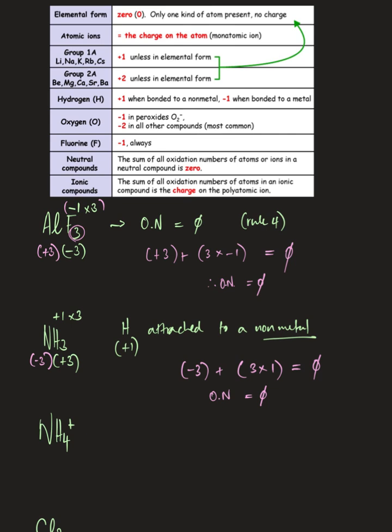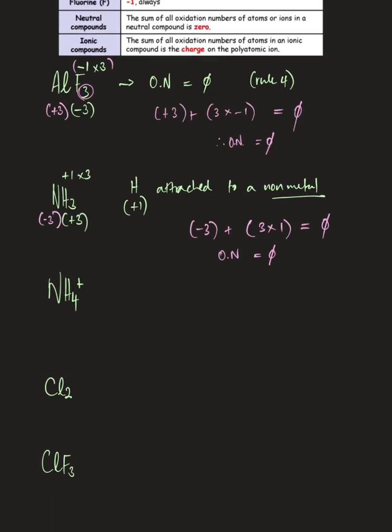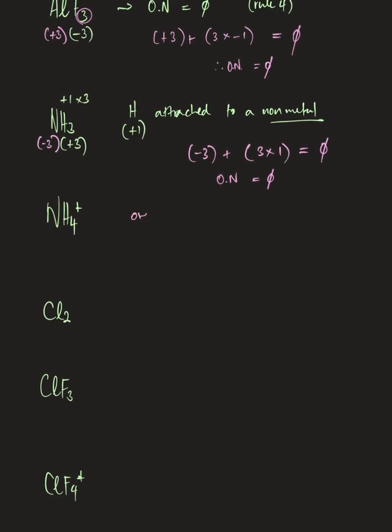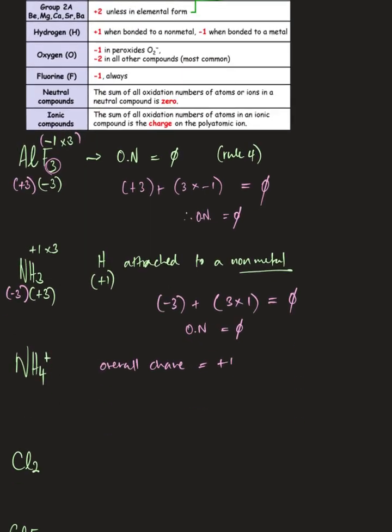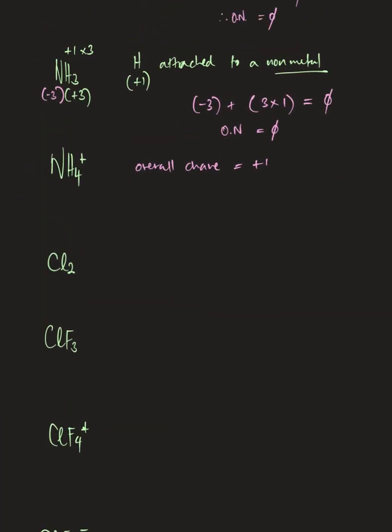Right, if I look at NH4+, this is a bit different. I want my overall charge to be equal to +1. Yes, because if I look at my rules, and I'm looking at rule 3, it says the sum of the oxidation numbers of the atoms in an ion, and we're talking about polyatomic ions, must be the charge of that ion. So if I go here, I want the overall charge to be +1.